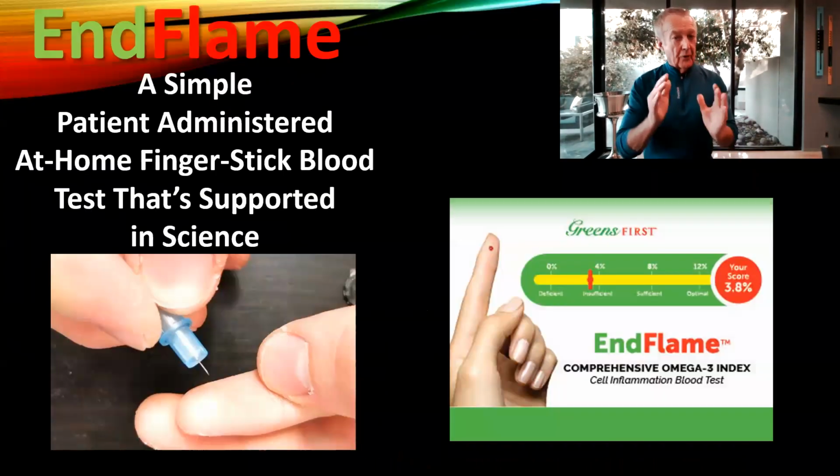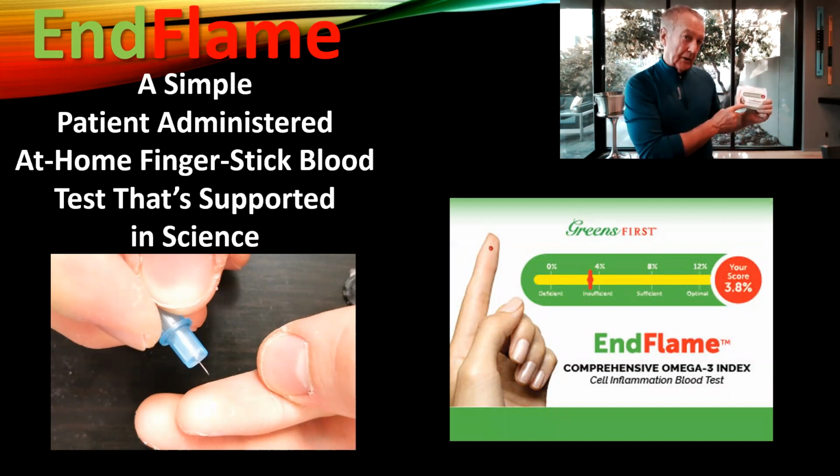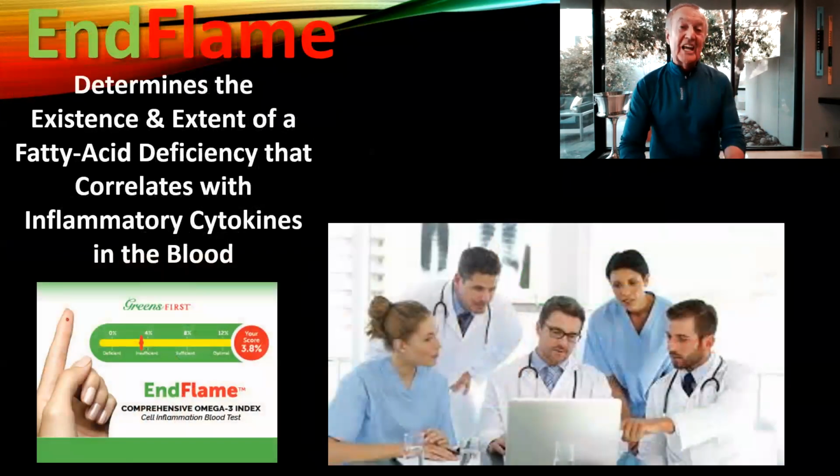If you watched my first EndFlame video, you know that EndFlame is a patient-administered at-home fingerstick blood test that all chiropractors can use. The test itself determines the existence and the extent of a fatty acid deficiency that correlates with inflammatory cytokines in the blood that occur due to injuries, toxins, and/or pathogens. This video is designed to show you how to implement the EndFlame program into your practice.